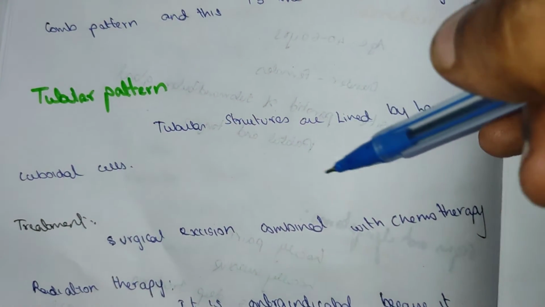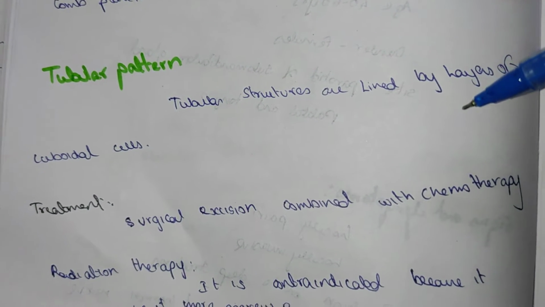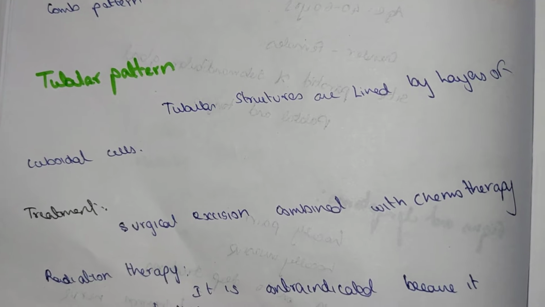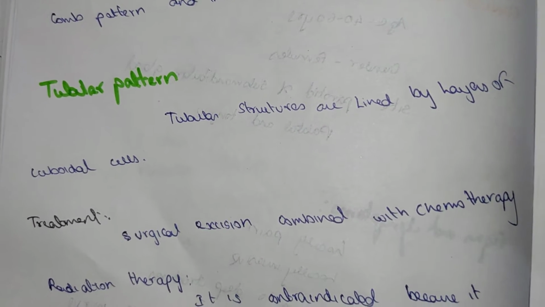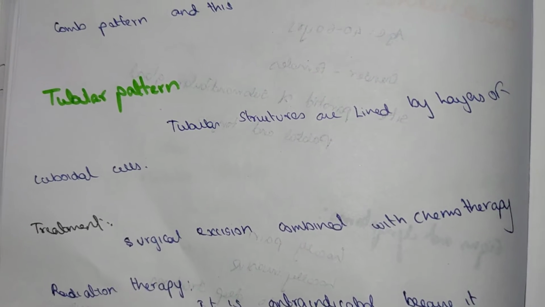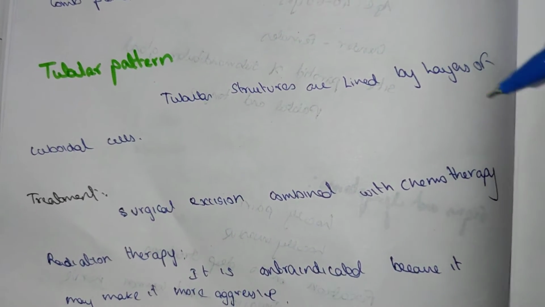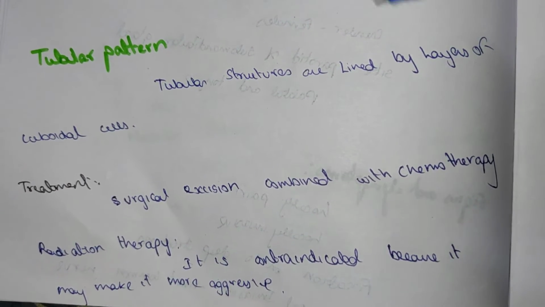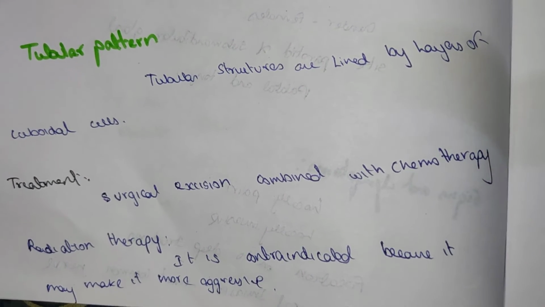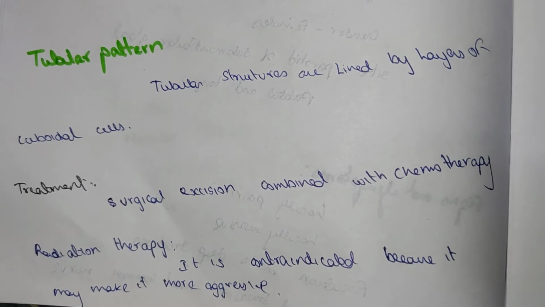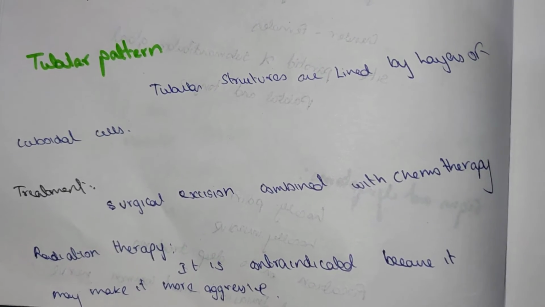The treatment is surgical excision combined with chemotherapy. Radiation therapy is contraindicated because it makes this adenoid cystic carcinoma more aggressive, so radiation therapy should not be given to these patients.